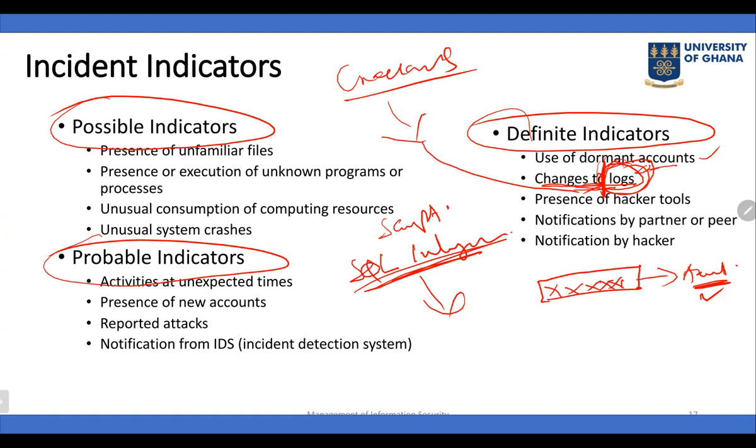So hackers, first of all, will try to close the log so that the log will not track that someone has entered into the system from here. Once they succeed here, then they can start to do what they want to do with the system. So the presence of hacker tools and the notification: when you realize that there are certain softwares or tools that aid in hacking, and then you see such tools, it is also a way to suspect that there is someone intruding into the system.